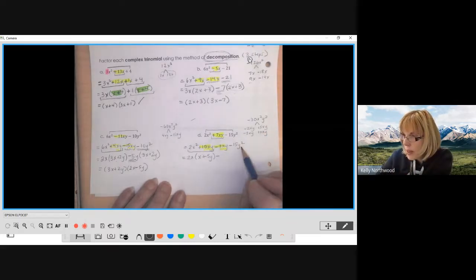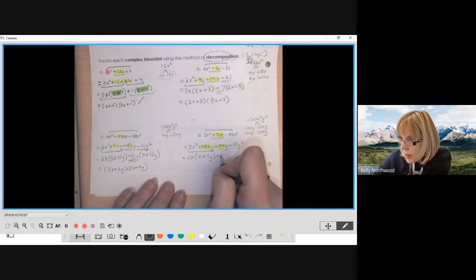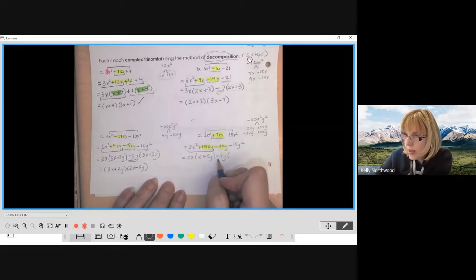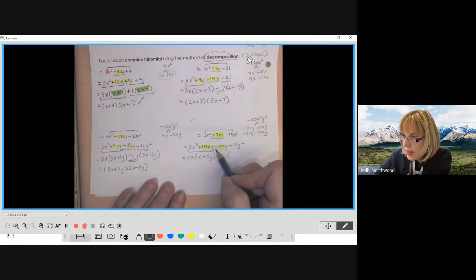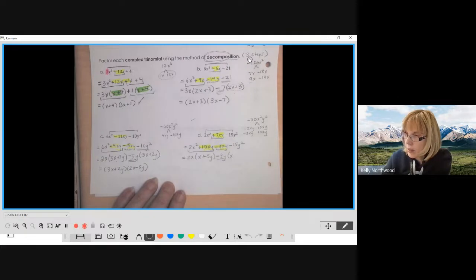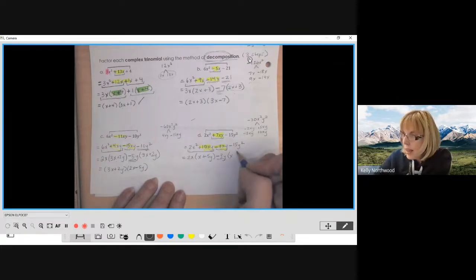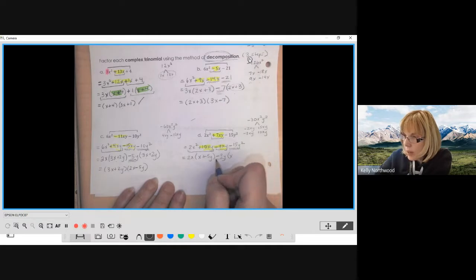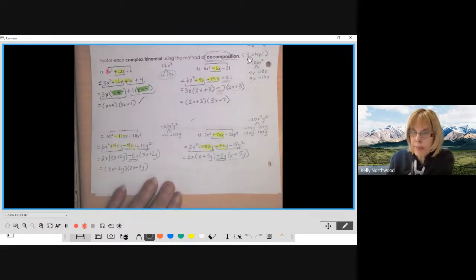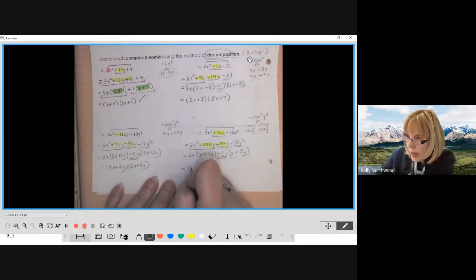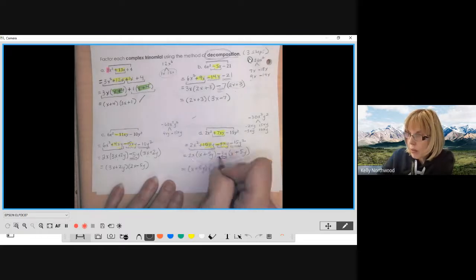What's in common with 3xy and 15y squared? 3y. Remember, the negative is attached there. So negative 3xy divided by negative 3y is positive x, or positive 1x. And negative 15y squared divided by negative 3y is positive 5y. And if you do everything right, you get a common binomial. So one of the factors will always be that common binomial. And the other factor is formed by the leftovers, 2x minus 3y.